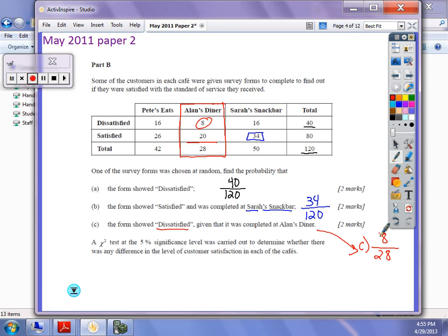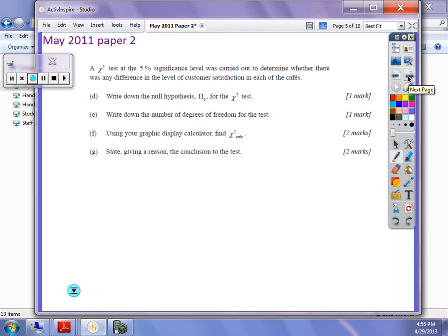All right, now we've got another part of the question. We're going to switch to some information that we need to use to answer some questions about the chi-squared test of independence. A chi-squared test at the 5% significance level was carried out to determine whether there was any difference in the level of customer satisfaction in each of the cafes. The first thing we're asked to do is to write down the null hypothesis, which we indicate with an H sub 0.